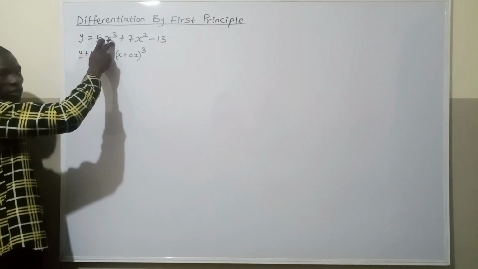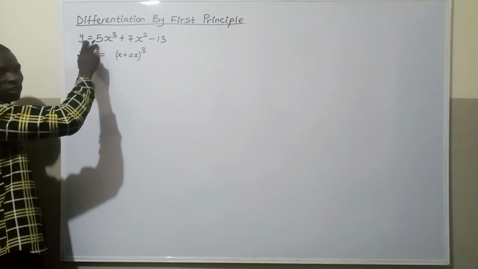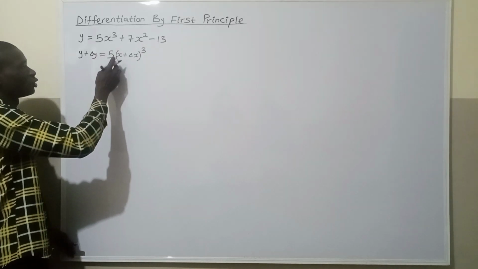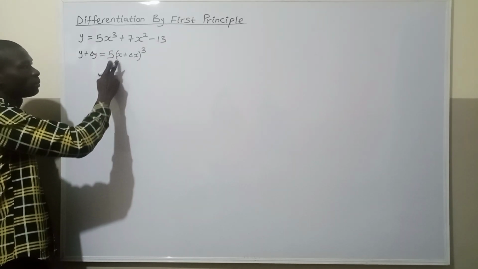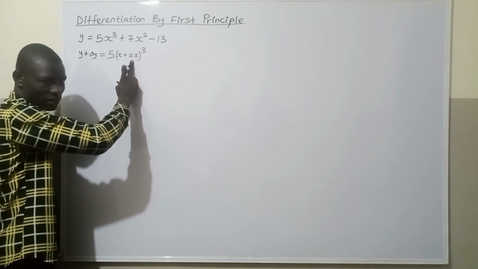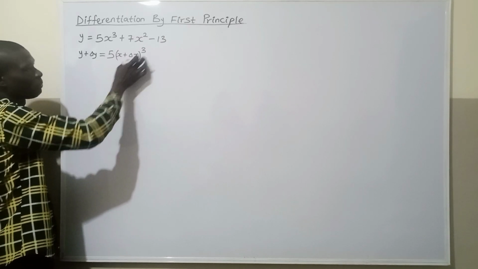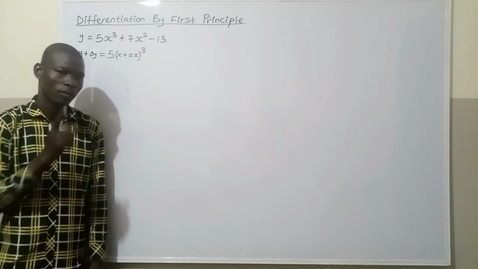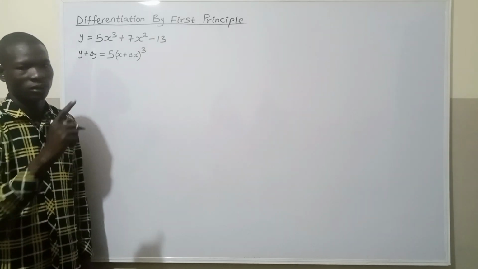Not just that it was being cubed, there is a coefficient, 5 is multiplying x cubed. So this 5 is going to come outside this bracket to mean that 5 is multiplying both x and delta x, and not just that, both of them are being affected by this power 3. So that is the idea of whatever happens to x also happens to what?